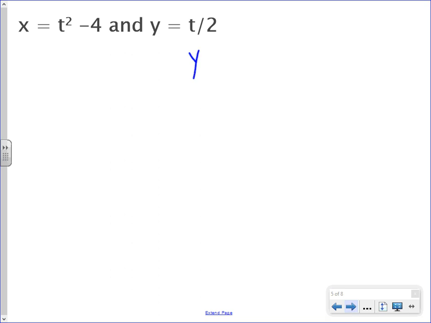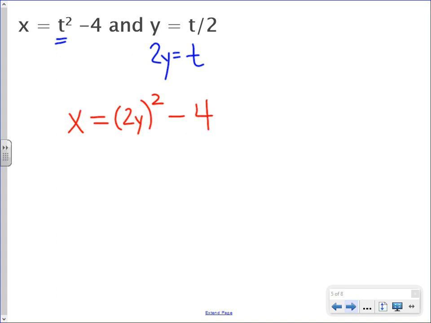So we know that y equals 2t. I totally said that backwards. I apologize. t equals 2y. That looks a lot better. Okay. It's a Monday, right? So then what we can do is take that and plug it in for this t here. So x equals t squared minus 4.